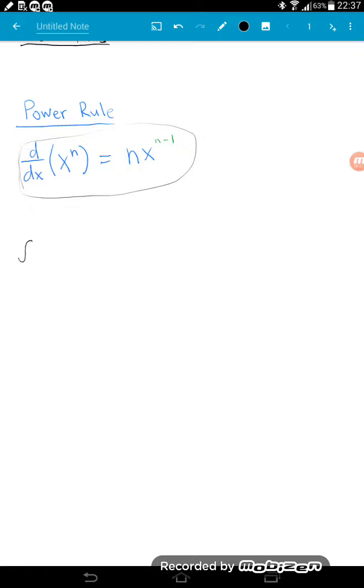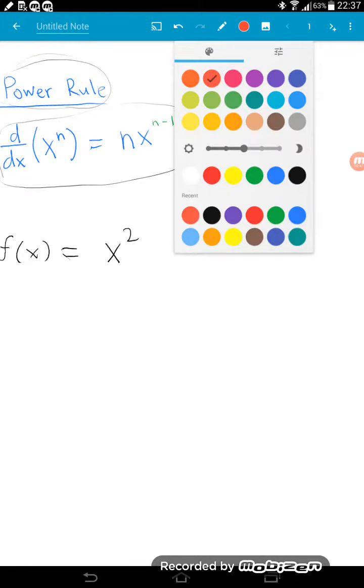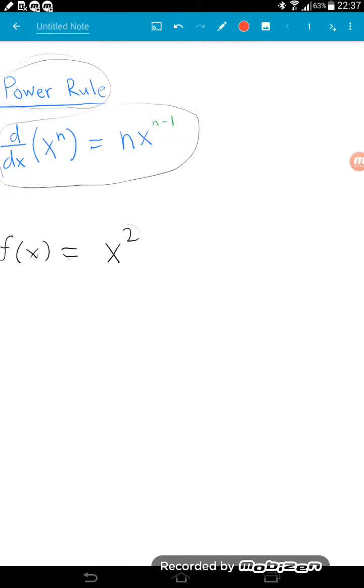We call this the power rule. So for example, they give you your line, the equation of your line is f of x equals x squared. They ask you to find the derivative. What you want to do over here is notice this is your exponent. You are going to bring your exponent down here, and you are going to reduce your exponent by 1.